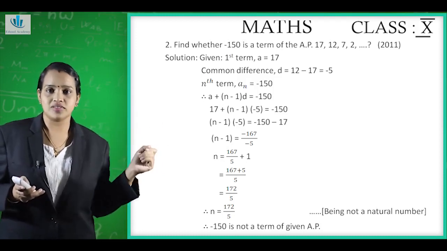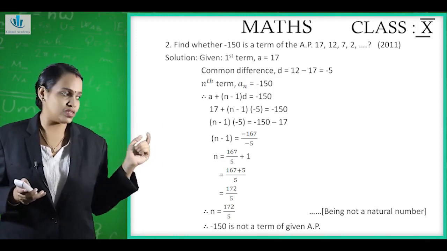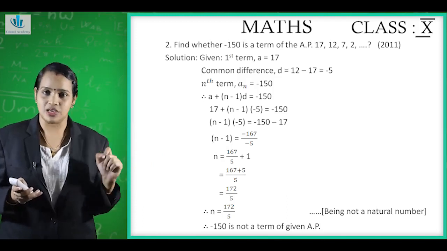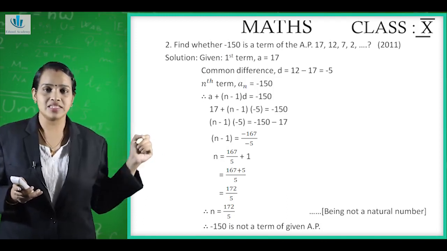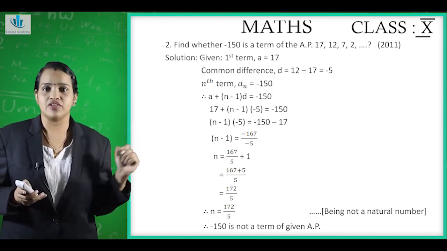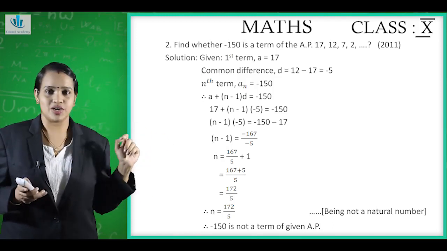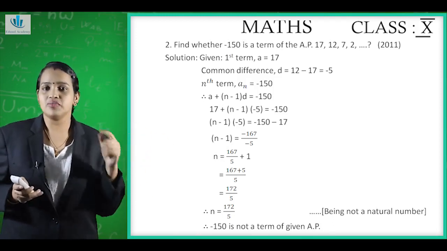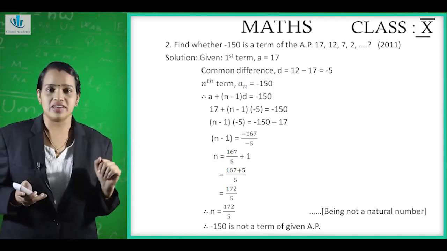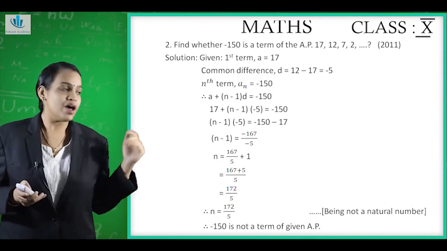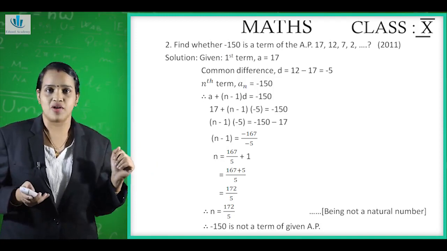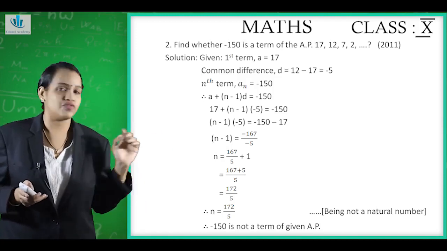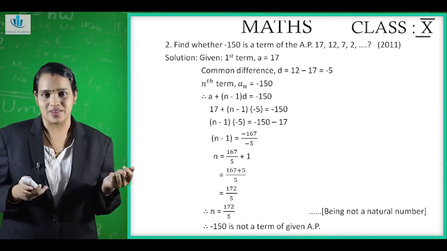So now how we will solve it? 167 plus 5 upon 5, which is equal to 172 upon 5. Therefore n is equal to 172 upon 5. Now you know 172 upon 5 is not a natural number. So therefore minus 50 is not a term of given AP. That means minus 50 will not come in this sequence.